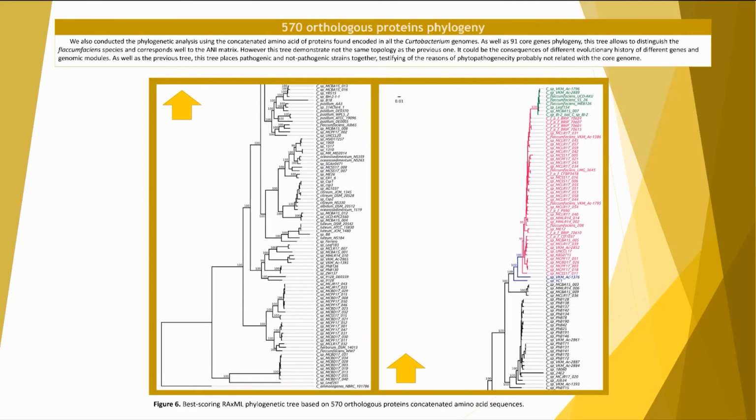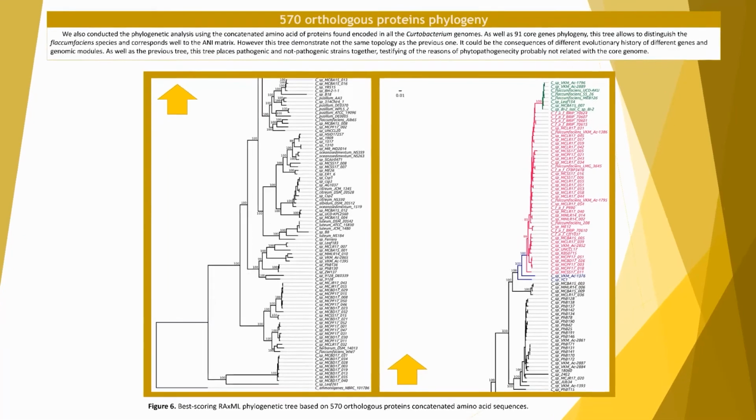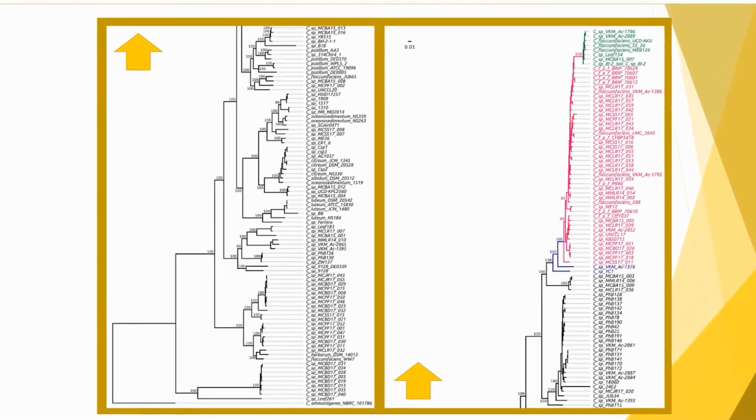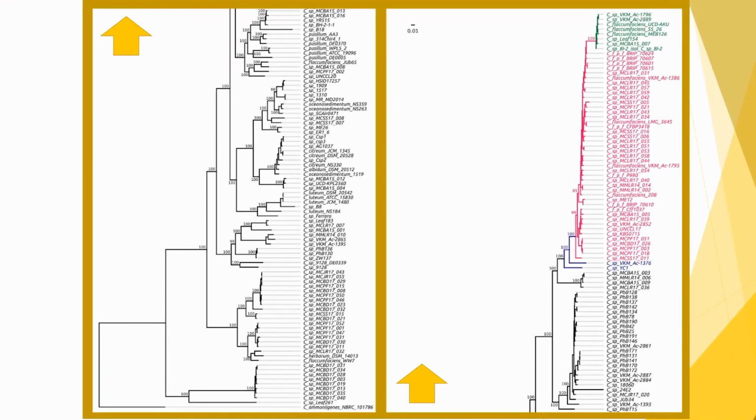Pangenome study revealed 570 core proteins with a similarity of over 50% present in all the Curtobacterium strains. We constructed a phylogenetic tree using the concatenated amino acid sequences of those proteins. As with the 91 core genes phylogeny, this tree allowed us to distinguish the flaccumfaciens species. The tree also matches the ANI matrix well. However, this tree demonstrated a different topology compared to the previous one.